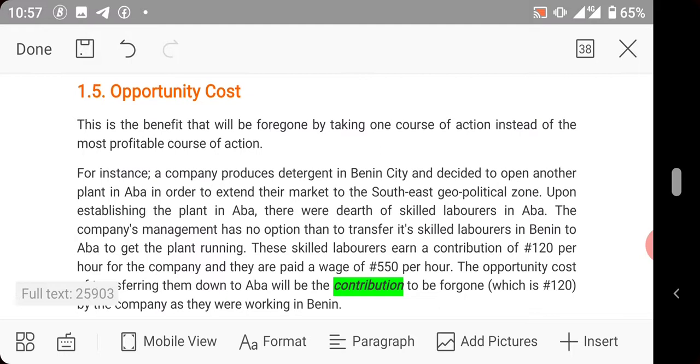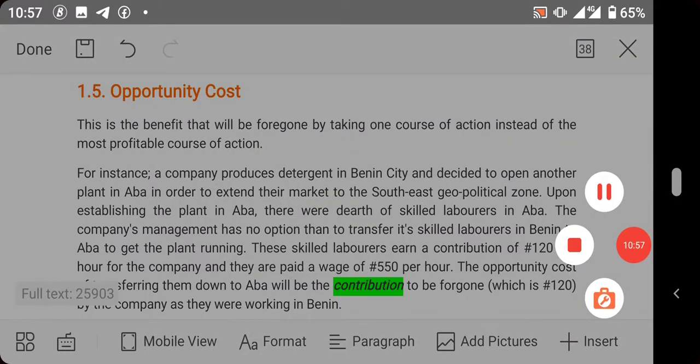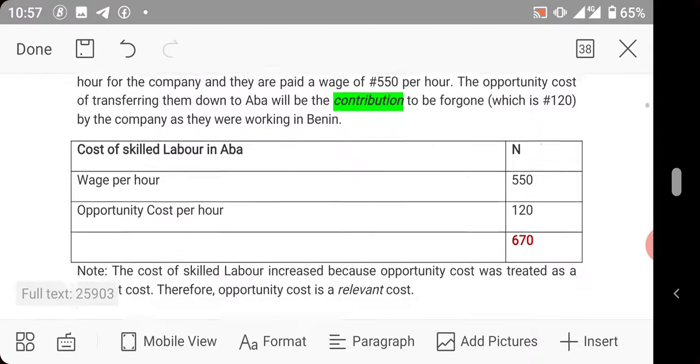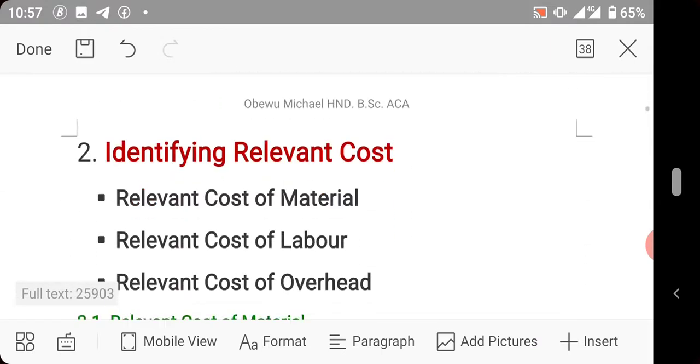So you see the meaning of deprival. It has deprived us from making a profit in Benin, but we must ensure that it gives us that profit in Aba and at the same time pays the wages of the laborers. So that is opportunity cost, and I hope that makes sense to you. You can read up the notes for proper understanding.